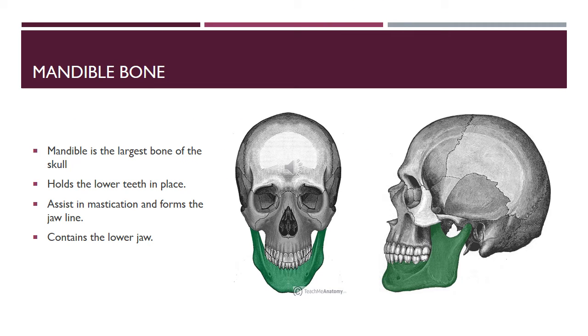Mandible is the bone that forms the lower part of the skull. It is the largest bone of the skull. The movement of the mandible helps in opening and closing of the mouth and helps in mastication. The lower set of teeth is rooted in the lower jaw.